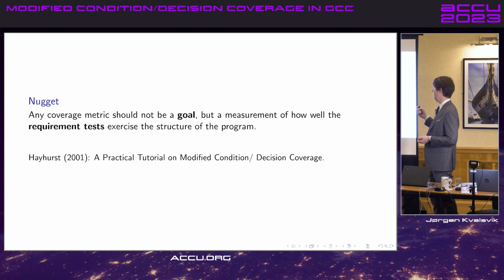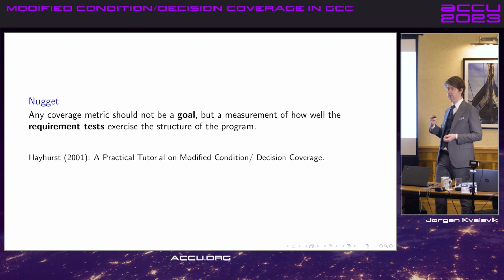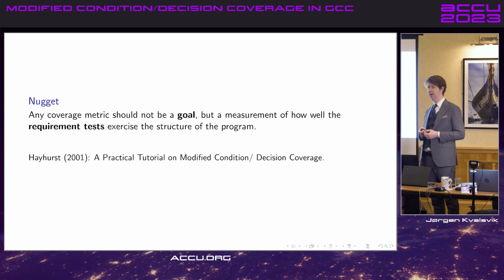This is from a paper called A Practical Tutorial on MCDC by Hayhurst and some other people from NASA in 2001. This is unfortunately often lost, because notice how the emphasis, by the way, is mine, but notice that they bring forward the requirement test first. You first design your requirements and the tests that would verify those requirements, and only then do you measure how well that maps to the structure of your program.